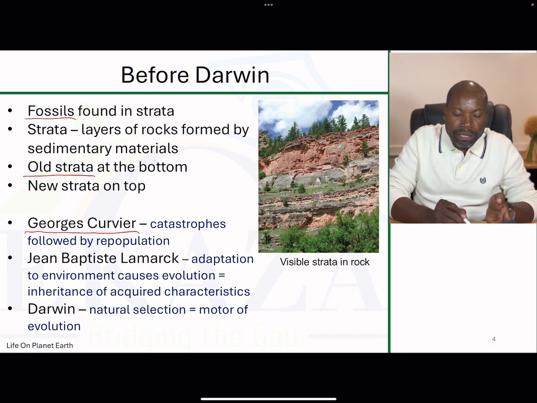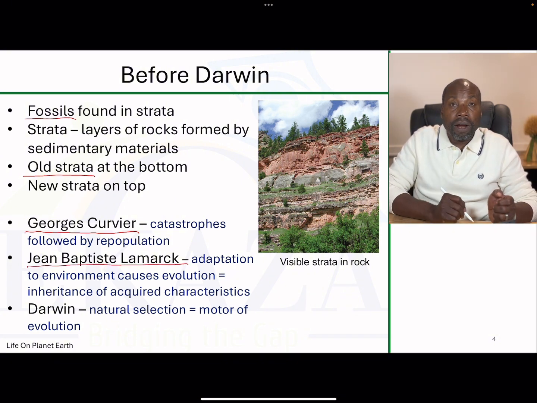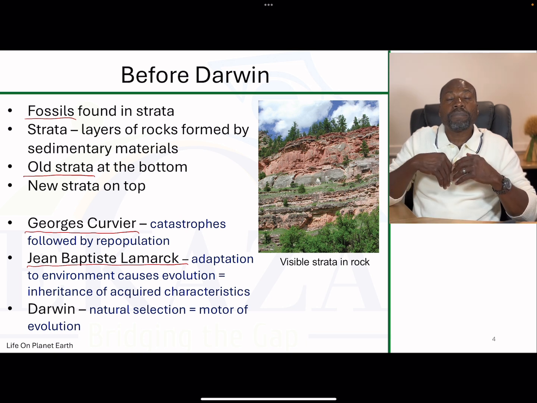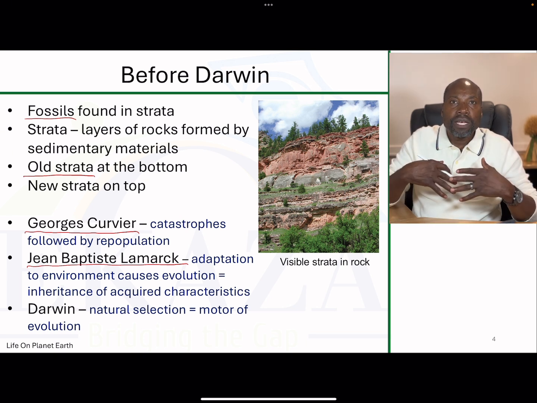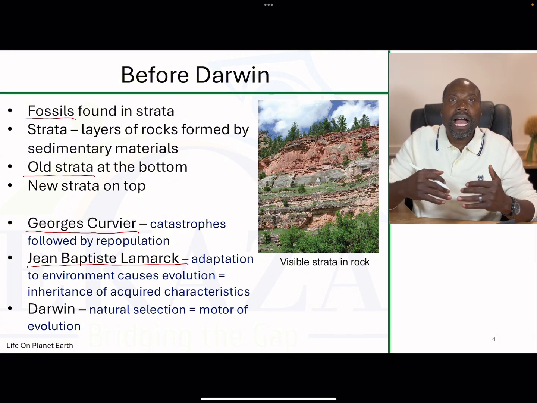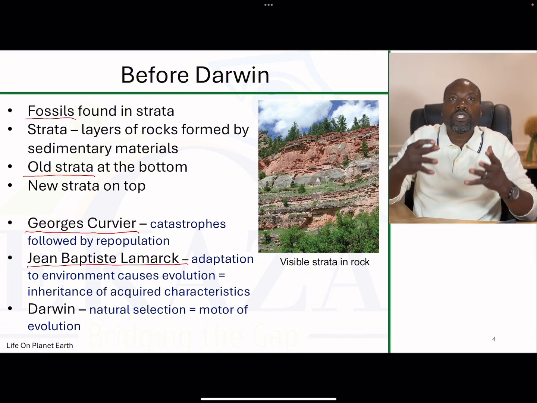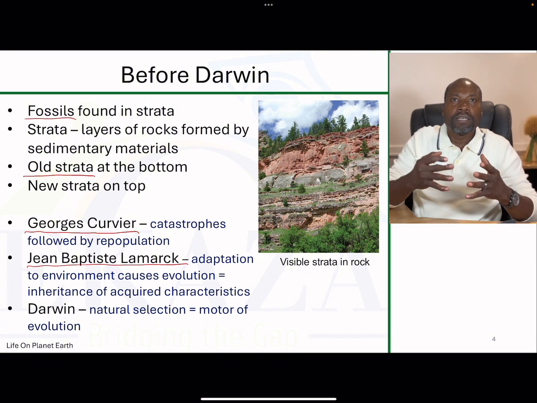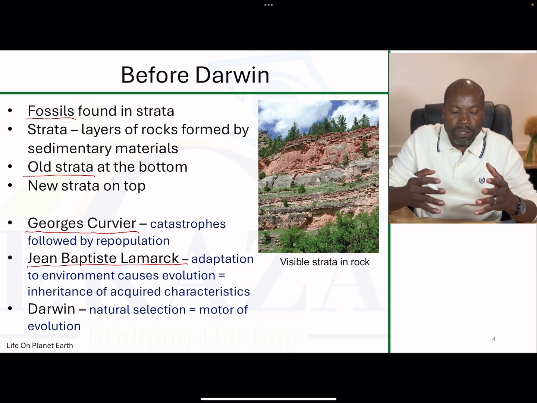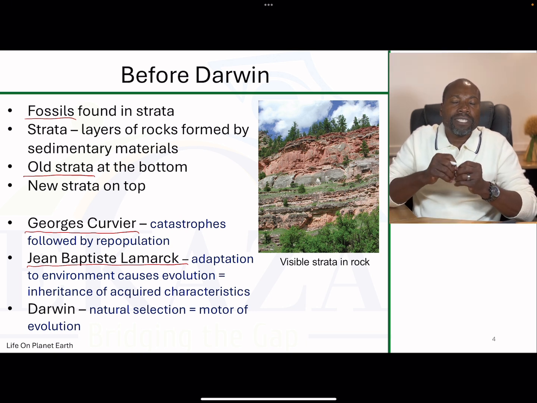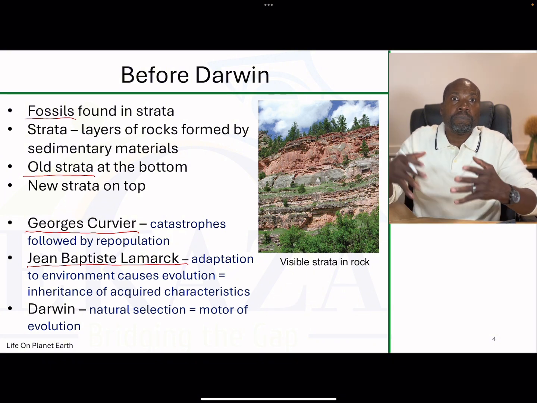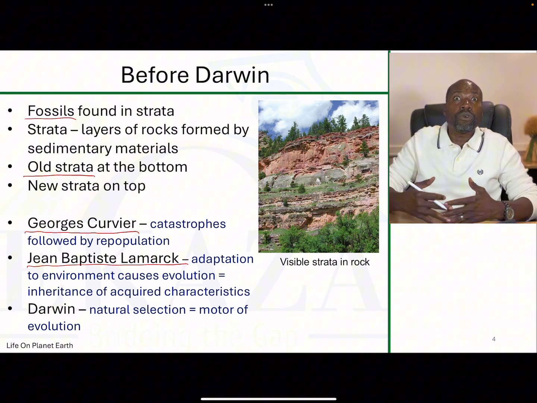Then you had Jean-Baptiste Lamarck. Jean-Baptiste Lamarck came with the concept of adaptation. He said that organisms in a given environment are going to adapt. They're going to build on features, physical features. And these physical features, they are going to pass down after building them up through their life.